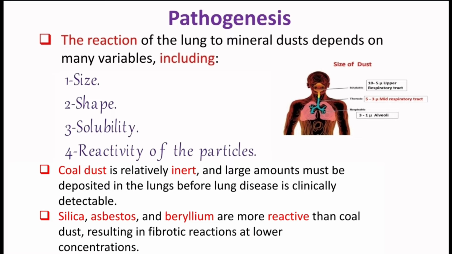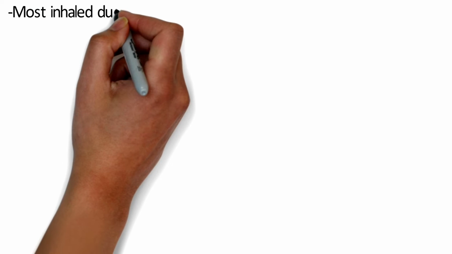Coal dust is relatively inert, and large amounts must be deposited in the lungs before lung disease is clinically detectable. But silica, asbestos, and beryllium are more reactive than coal dust, resulting in fibrotic reactions at lower concentrations.